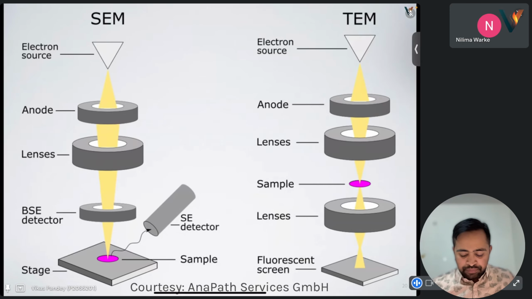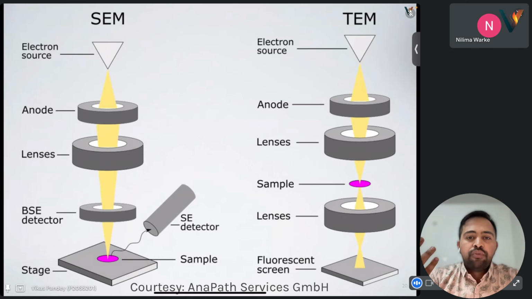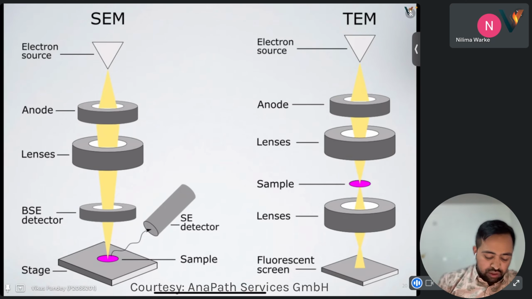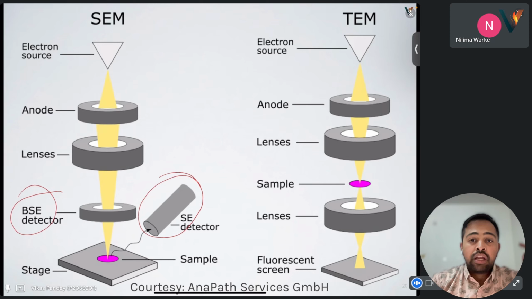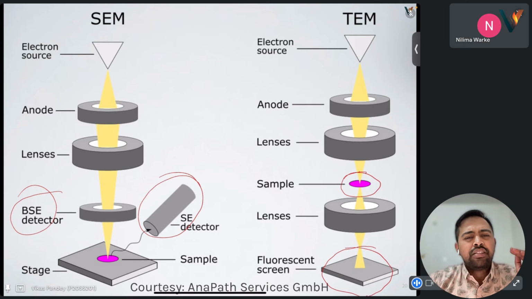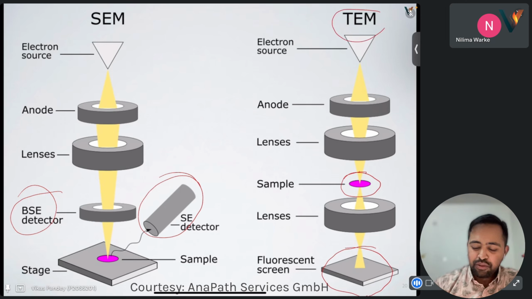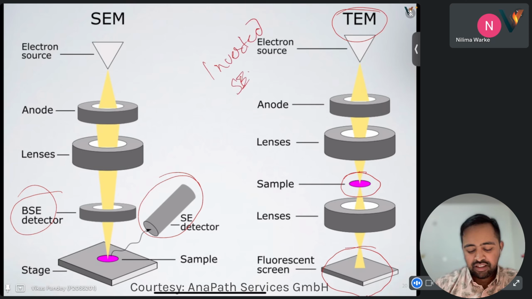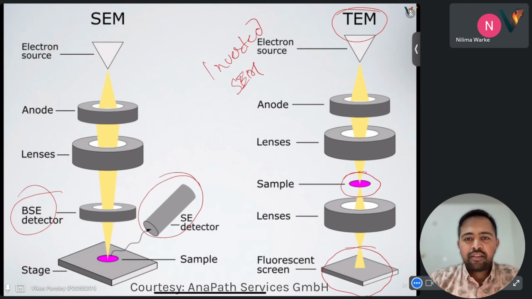Okay, so if we see, it is like this. Electron source will be there, anode will be there, the condenser lens will be there. Here, in case of SEM, it is the scattered electron detector. In case of TEM, whatever passes through the sample is detected on a fluorescent screen. So we can say that this is very similar to the inverted microscope version of SEM, right? Inverted SEM, we can say. Can we say it like that?